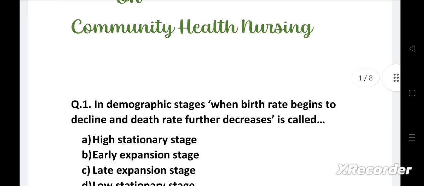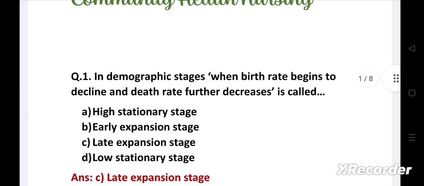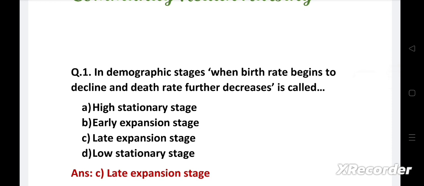First question: in demographic stages, when the birth rate begins to decline and the death rate further decreases is called. Option A, high stationary stage. B, early expansion stage. C, late expansion stage. D, low stationary stage. Right answer is option C, late expansion stage. There are a total of 5 stages of the demographic cycle.